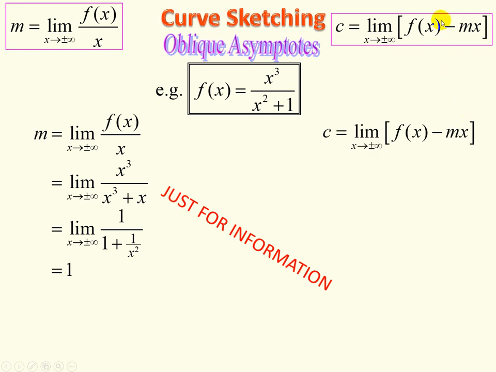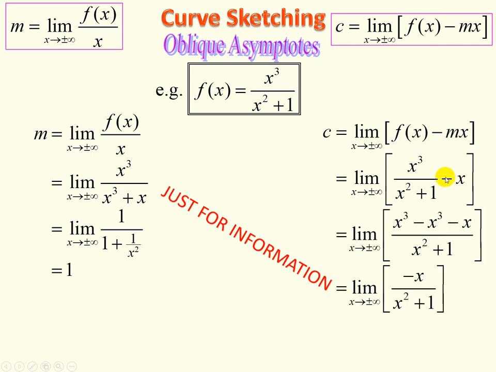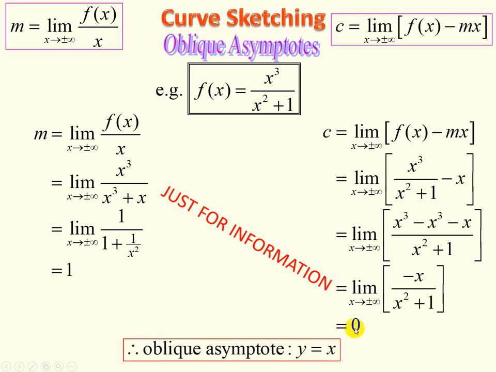Now we apply this formula, f of x minus mx. There's f of x, and we subtract 1x for the formula. Find a common denominator, simplify, and if we divide through by x squared and find the limit as x tends to infinity, we're going to end up with 0. So m is 1, c is 0. So y equals x plus 0.